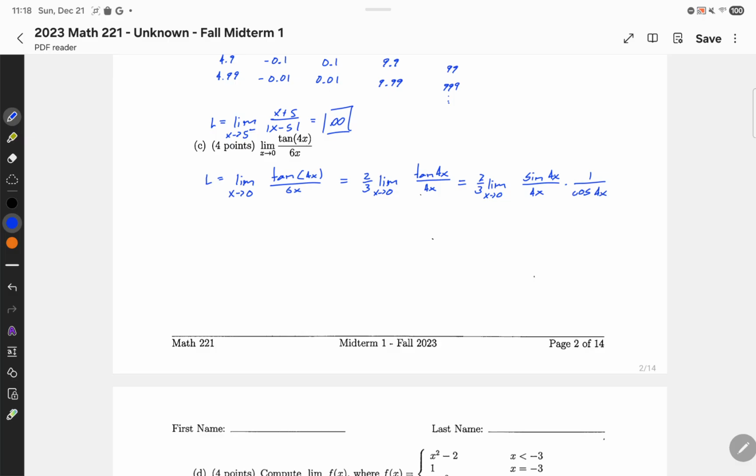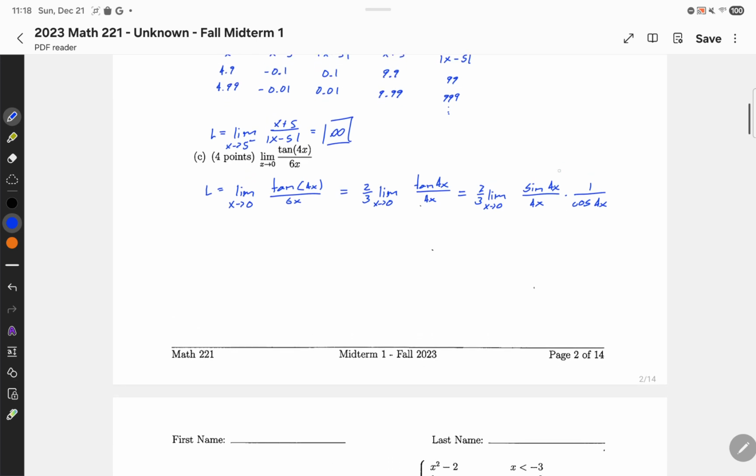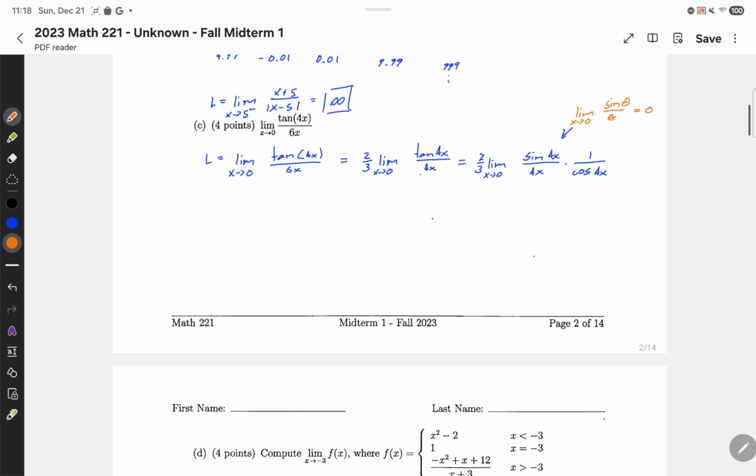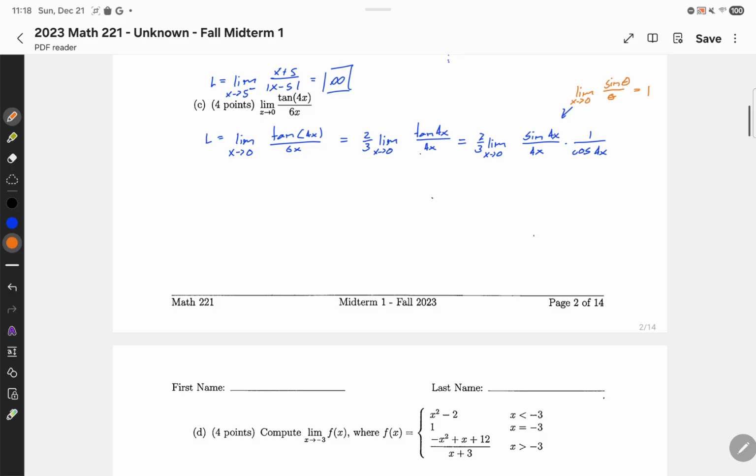Alright, and then right here, this is actually going to be pretty tricky. If your professor has mentioned this limit before, the limit as x approaches 0 of sine theta over theta is equal to 1, you could probably use that in your test. Sorry, this should be 1, not 0. But in case your professor hasn't, let's go ahead and prove that this limit is going to be that.